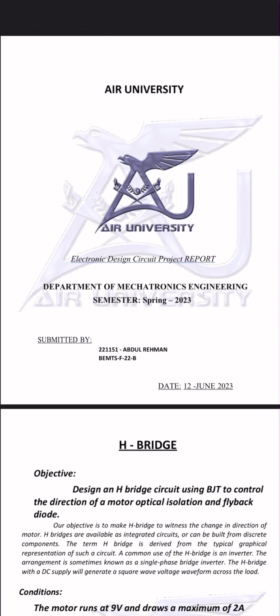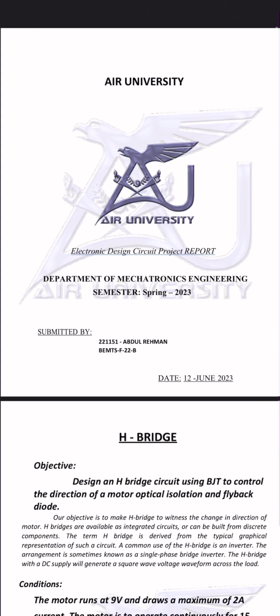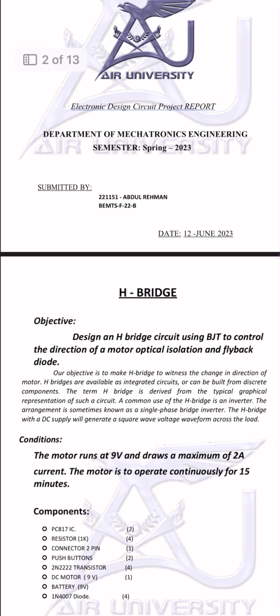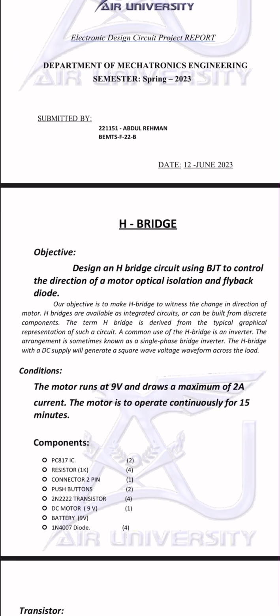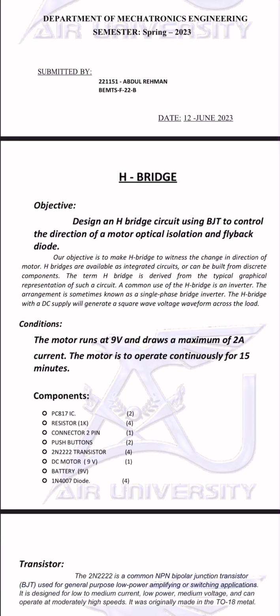Today I am explaining the project report of EDC, in which we have to make an H bridge. The objective is to design an H bridge circuit using BJT controls and flyback diodes to make it move in both directions. It is used as an inverter. The conditions are to make a motor move at 9 volts, and it can draw a maximum of 2 ampere current and operate continuously for 15 minutes.